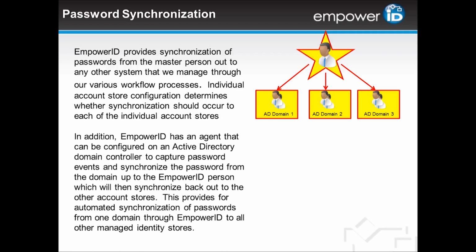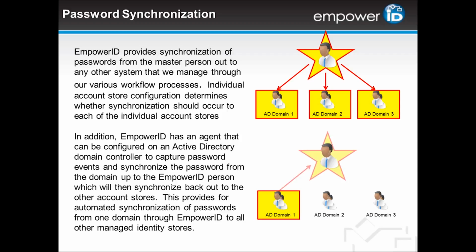In addition, EmpowerID has an agent that can be configured on an Active Directory domain controller to capture password events and then synchronize the password from the domain up to the EmpowerID person, which will then synchronize back out to the other account stores. This provides for automated synchronization of passwords from one domain through EmpowerID to all other managed identity stores.